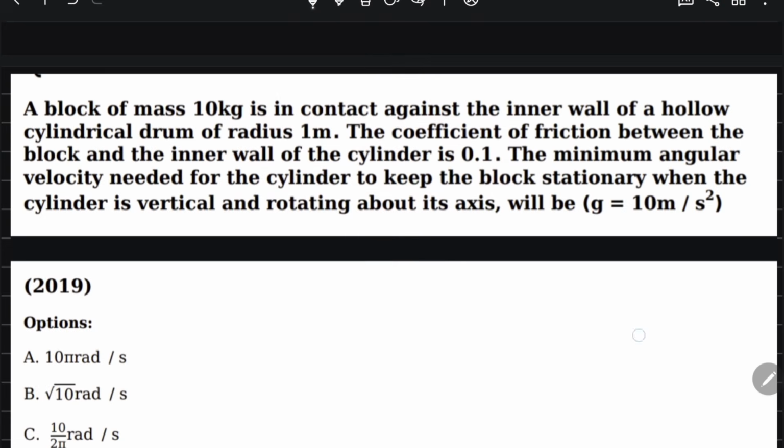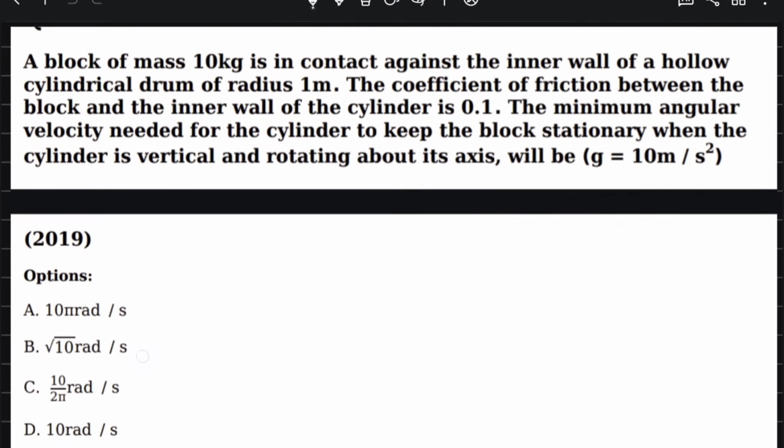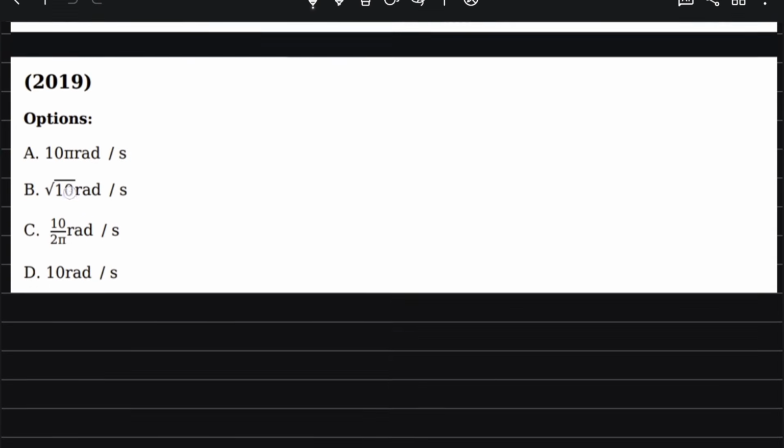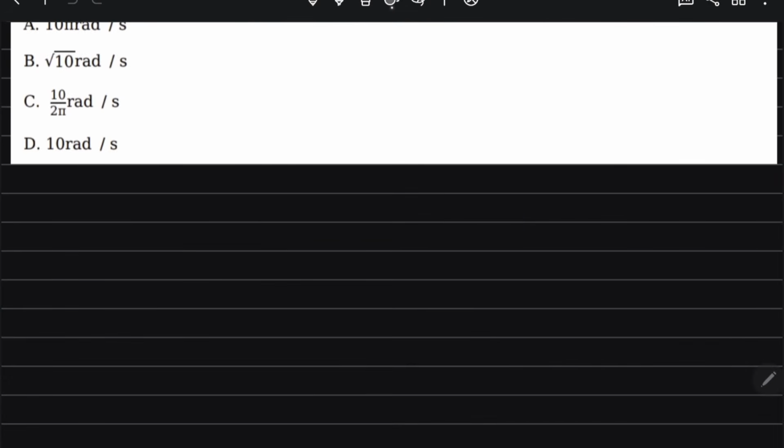This question is also an interesting question. A block of mass m, 10 kg, is in contact against the inner wall of a hollow cylindrical drum of radius 1 meter. The coefficient of friction between the block and the inner wall of the cylinder is 0.1. The minimum angular velocity needed for the cylinder to keep the block stationary when the cylinder is vertical and rotating about its axis. So in this question, see this.